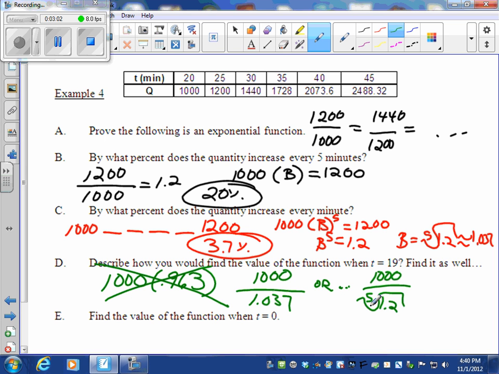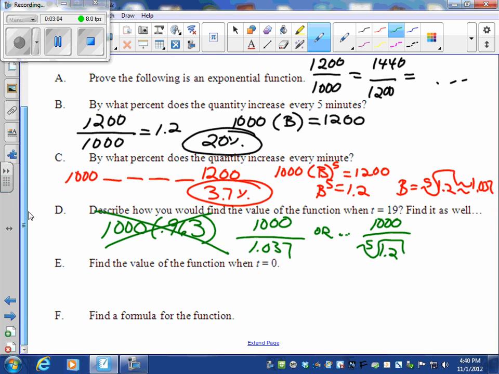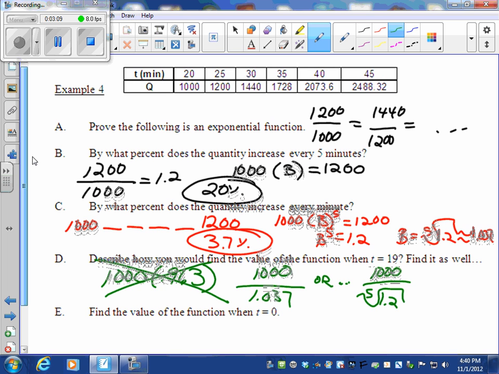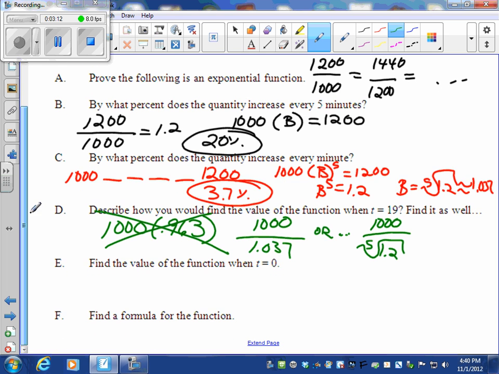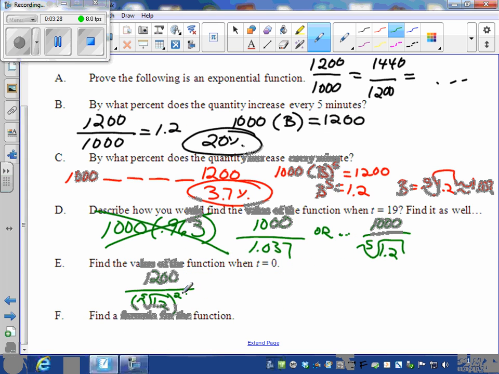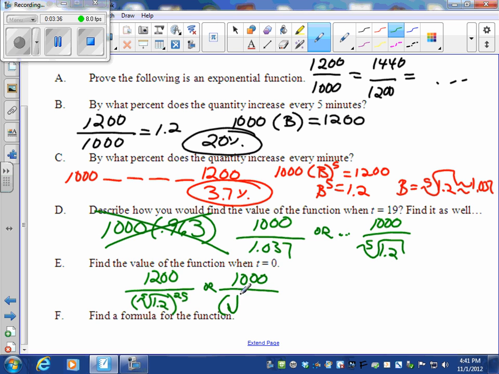Okay? So how am I going to go all the way back to t is 0? Well, how many times do I have to divide by that? 20, or 25, or 30, or 35. Your choice. Let's say we did 1,200. Well, then I would have to divide that by the 5th root of 1.2, how many times? Well, how many times did you multiply it by? 25 times. Or, what if we did 1,000 and divided it by the 5th root of 1.2 20 times?